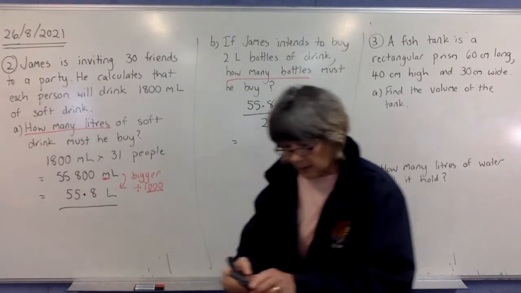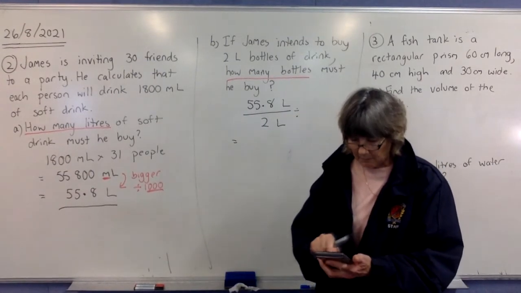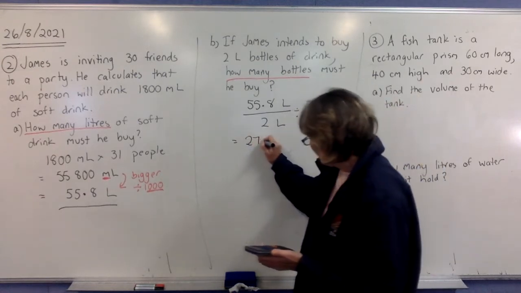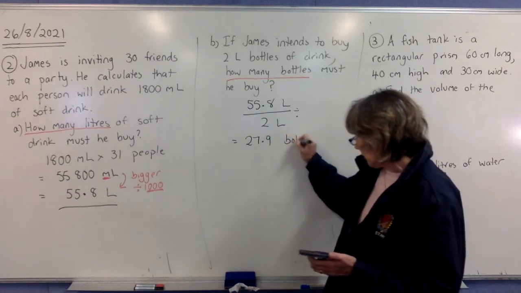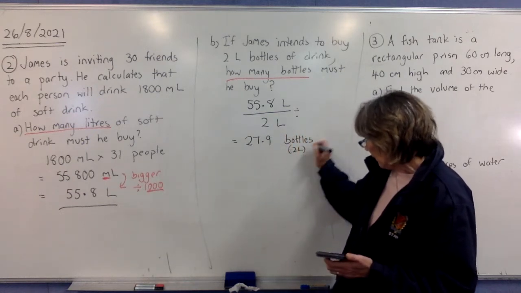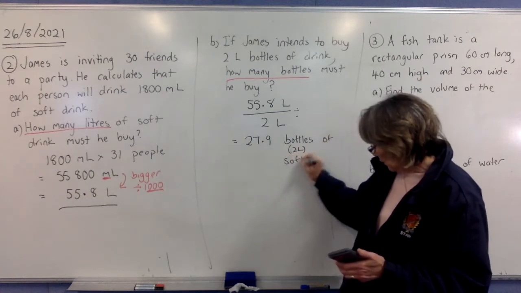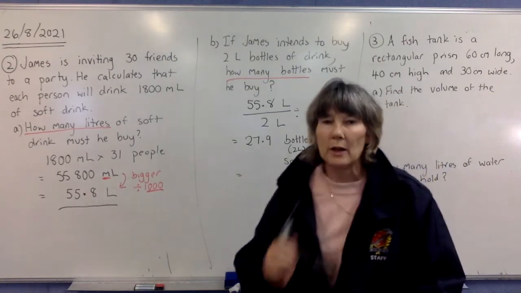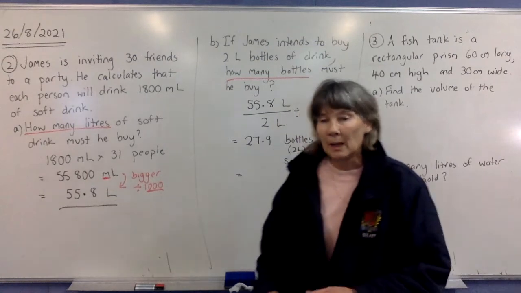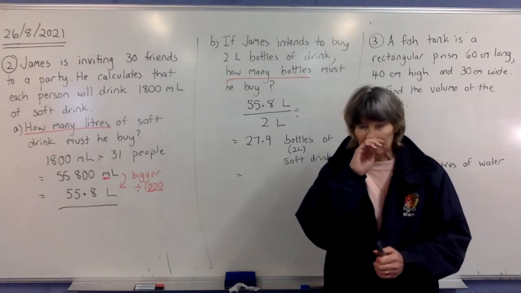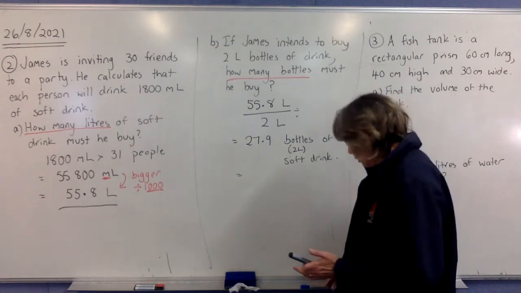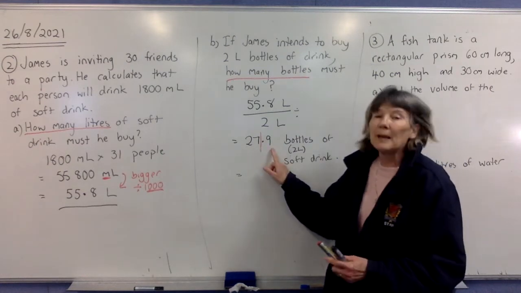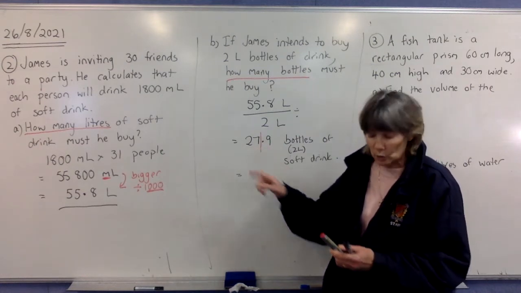All right, so if we get our calculator and do 55.8 divide by 2, you're going to get 27.9 bottles. Now remember they're 2-litre bottles of soft drink. So when you go to the shop and you want to buy this, are you able to buy 27.9 bottles? No, you're not. So you have to make a decision what to do here. Now, if we just do normal rounding to the nearest whole number, because of the 9 here being 5 or more, this will go up to 28 litres.